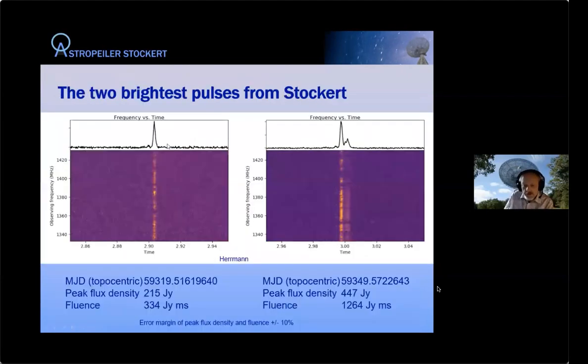Then looking at what we have observed on the Stockert telescope. These are the two brightest ones.